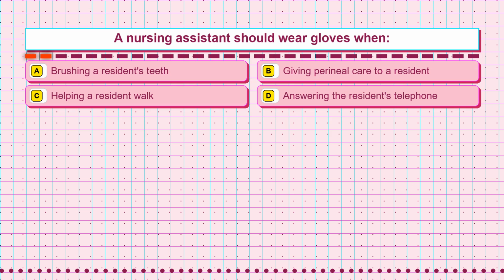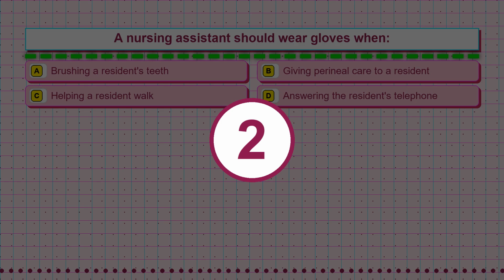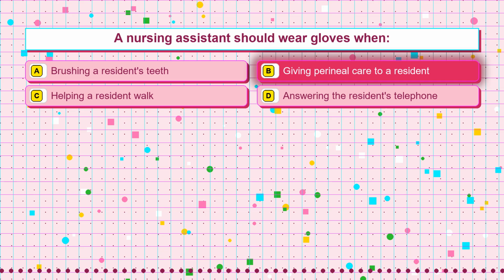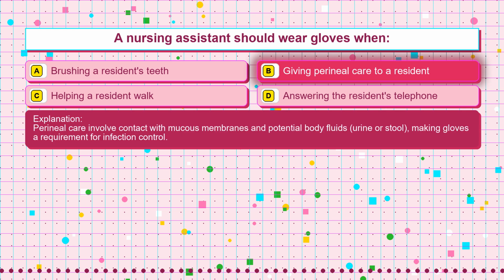Question 9. A nursing assistant should wear gloves when: Option A, brushing a resident's teeth. Option B, giving perineal care to a resident. Option C, helping a resident walk. Option D, answering the resident's telephone. The correct answer is option B, giving perineal care to a resident. Perineal care involves contact with mucous membranes and potential body fluids, urine or stool, making gloves a requirement for infection control.